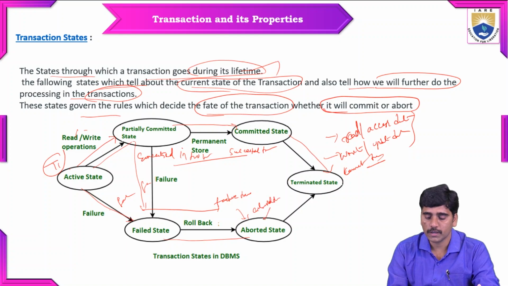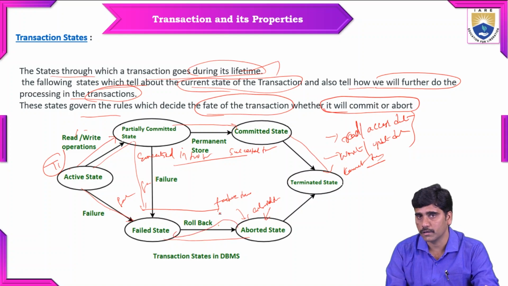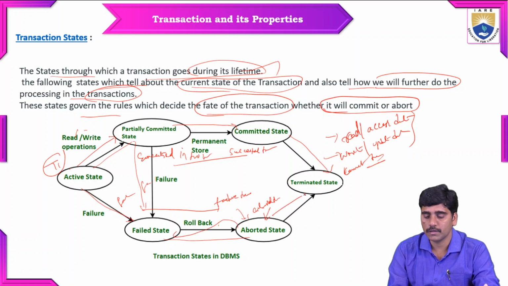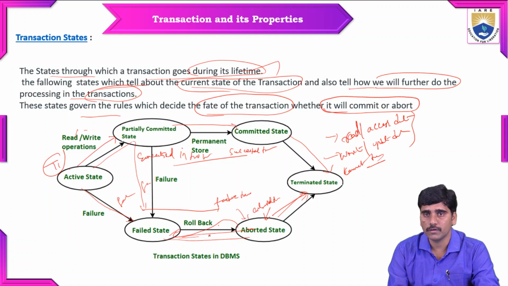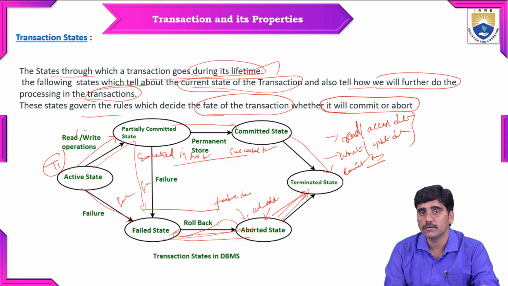So if the transaction is in aborted state, you can roll back it again. You can roll back that data. But if it is in terminated state, you cannot roll back the data. So if it is in failed state, then roll back the data from aborted state, but it is not in terminated state. So active state to failed state to aborted state to terminated state. These are all the transactions to be failure states.